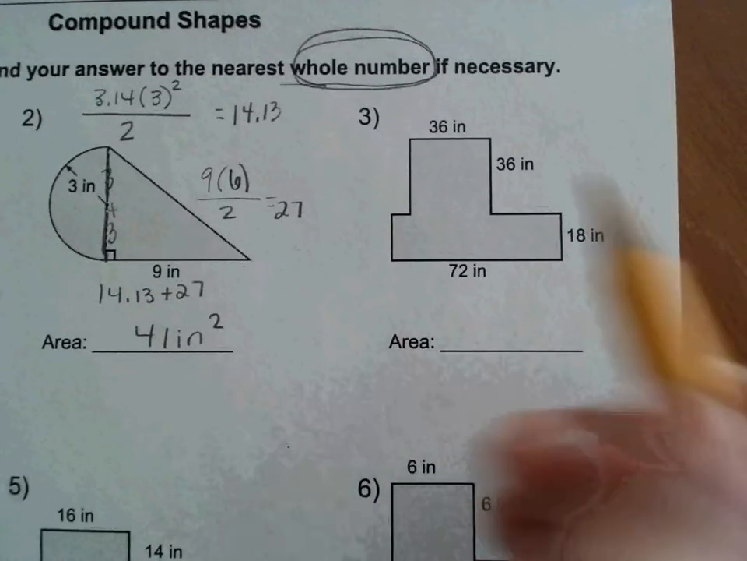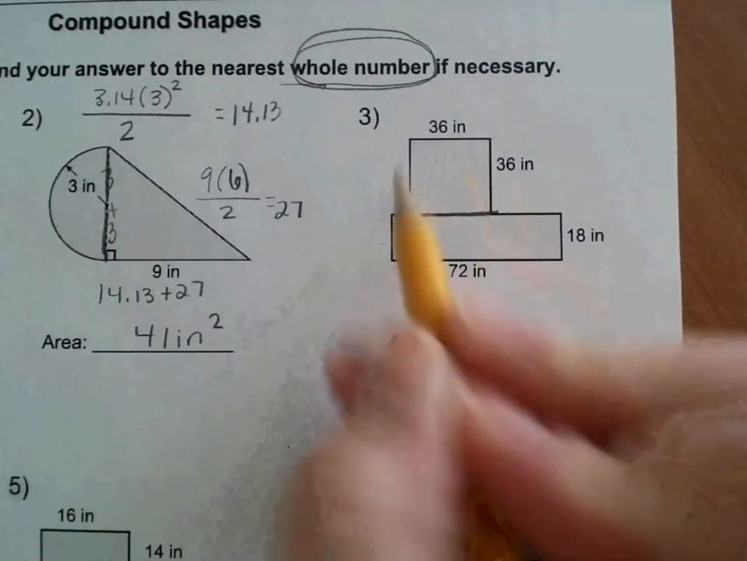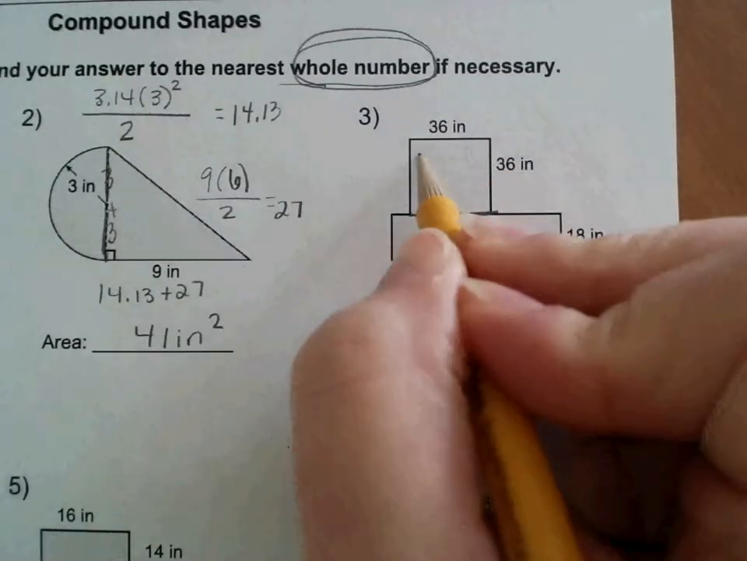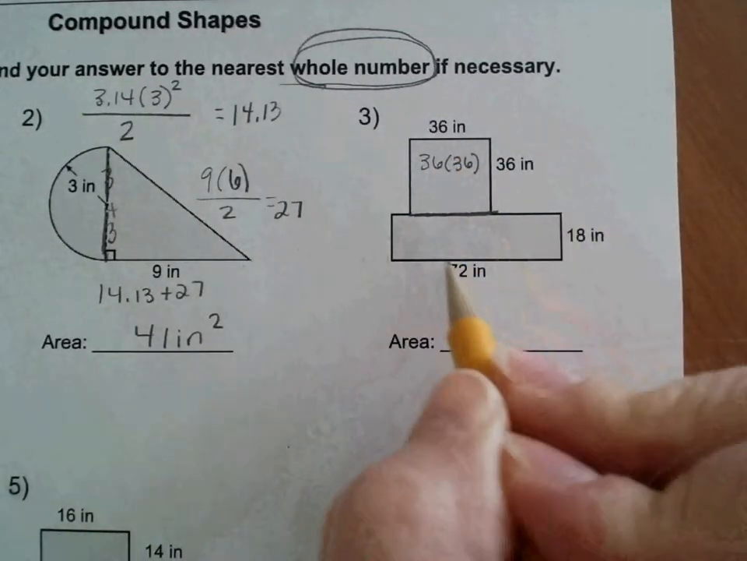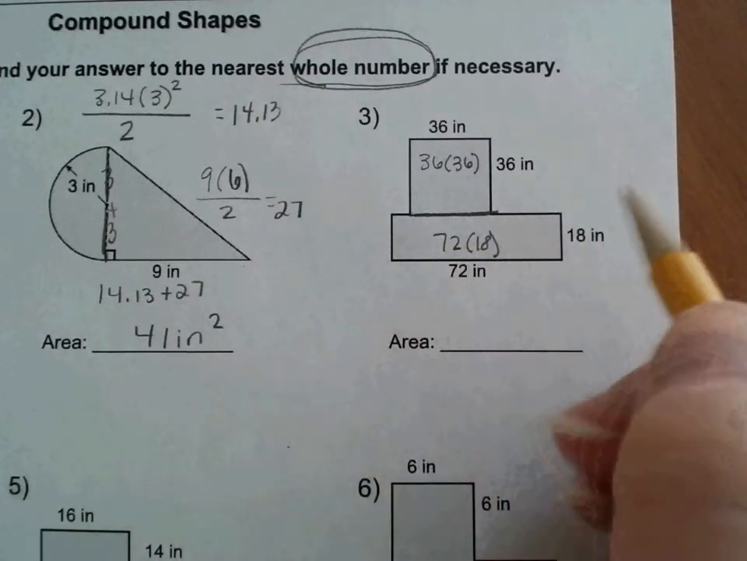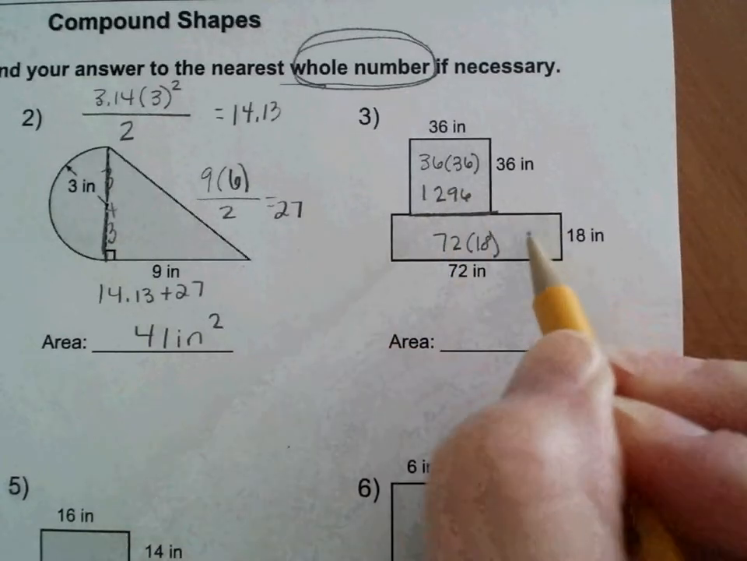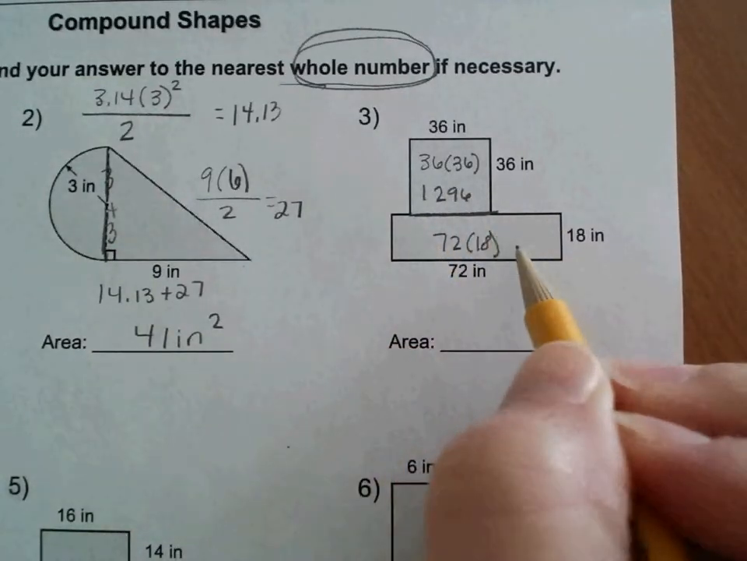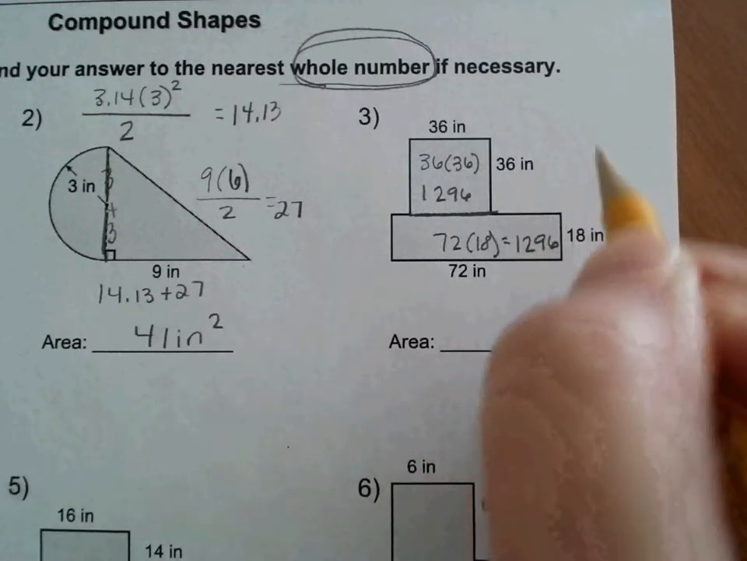Number 3. I have what appears to be a square here. If I break it up, square here, rectangle here. Square, 36 times 36. My rectangle here, remember base times height, so I'm going to do 72 times 18. 36 times 36 gives me 1,296. And then for my rectangle, I get 72 times 18, which is also 1,296.